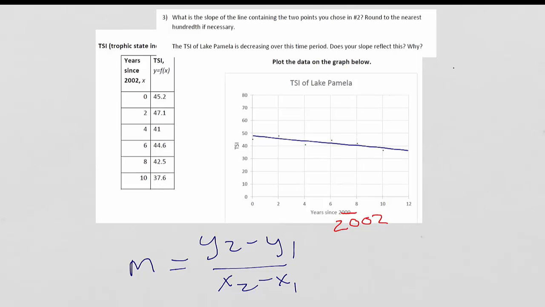And after you use the slope formula and round it to the nearest hundredth, by the way, let's point out that they're looking for a decimal, not a fraction, because we're talking about application. But after you have used your slope formula, then you're asked, does the TSI of Lake Pamela decrease over this time period? Does your slope reflect this? This is a question about the sign of your slope. Is your sign showing that it's decreasing over time?